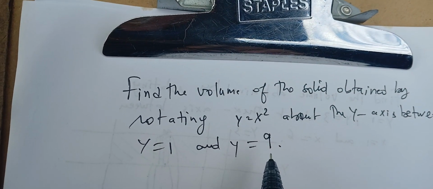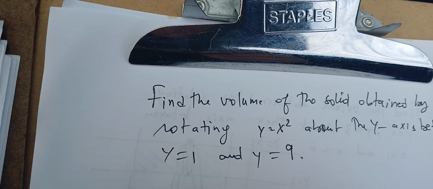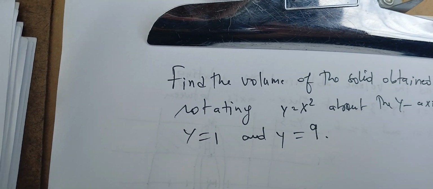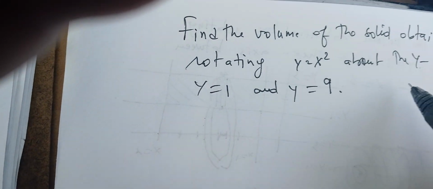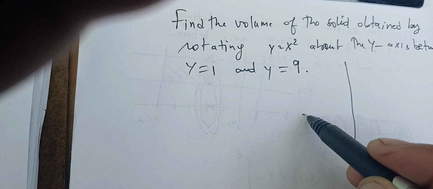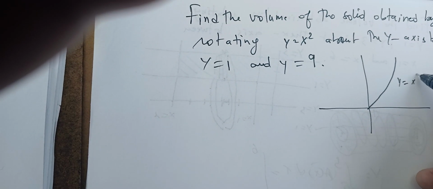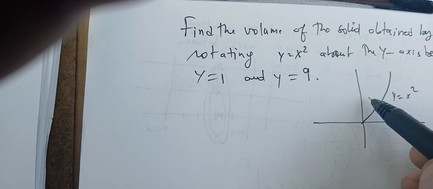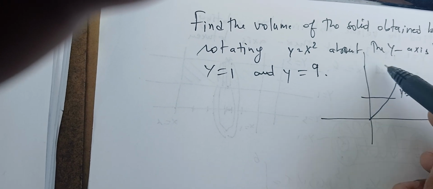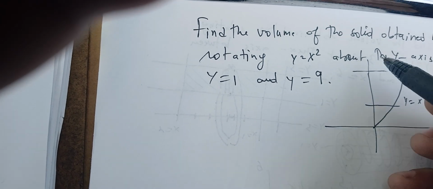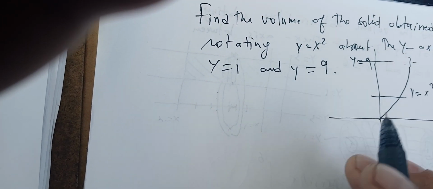Now we're gonna find the volume obtained by rotating a region about the y-axis. In our case, we're gonna rotate the function y equals x squared, between y equals 1 and, let's assume for simplification, y equals 9.